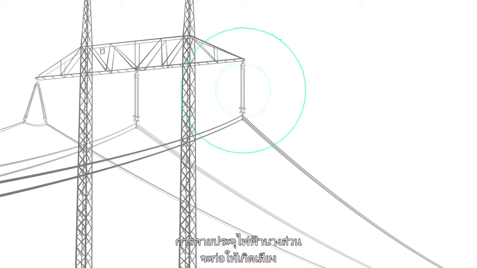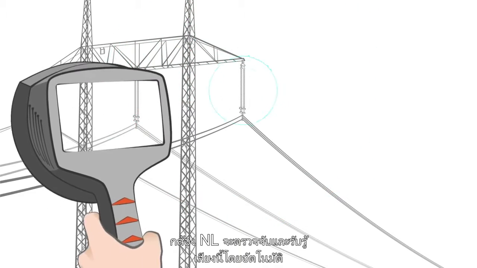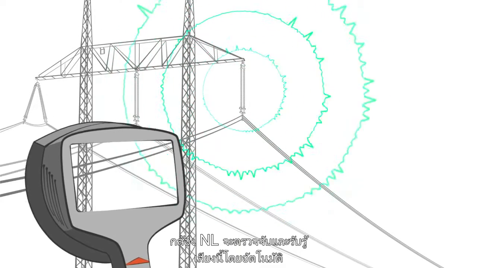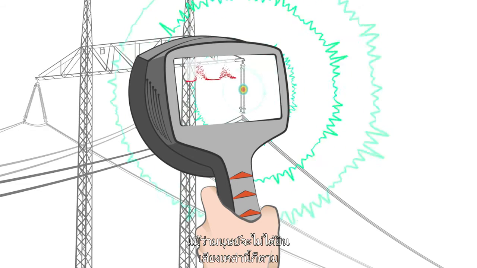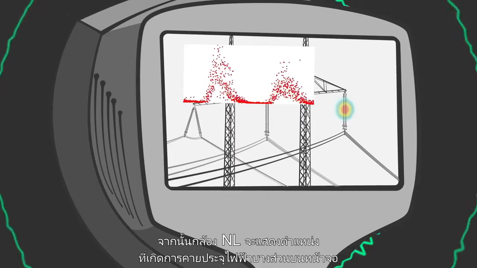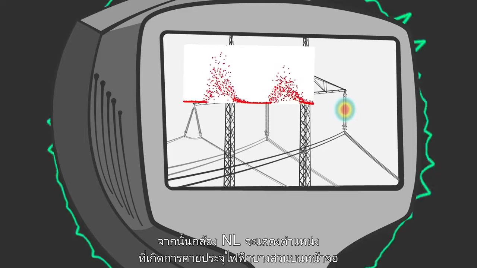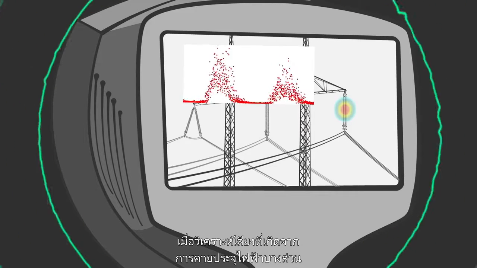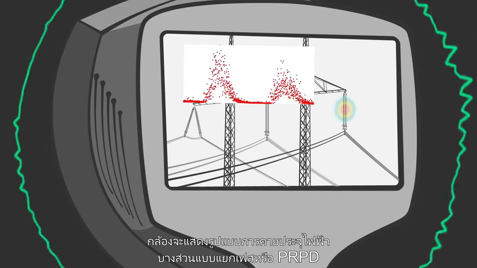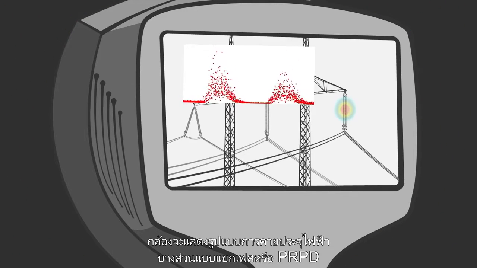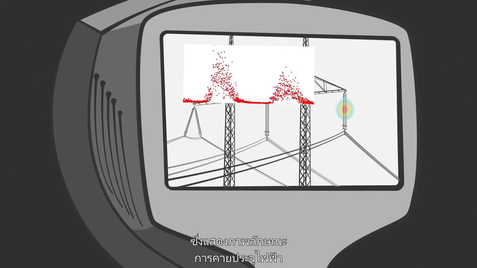When a partial discharge occurs, it emits a sound. The NL camera will automatically pick up and recognize this sound, even when it's not audible to the human ear. The NL camera will then show the location of the partial discharge on the screen. By analyzing the sound from the partial discharge, the camera will show the phase-resolved partial discharge pattern, or the PRPD, which depicts the behavior of the discharge.